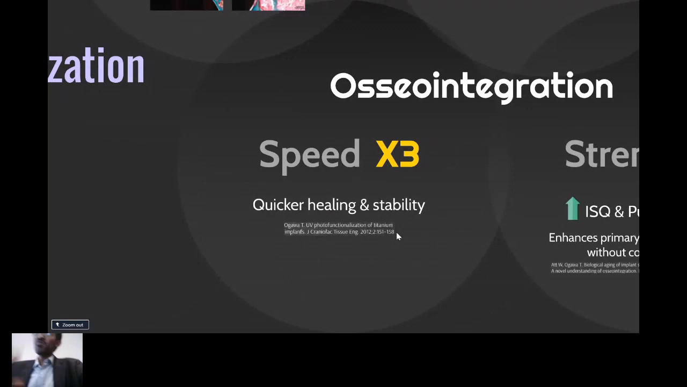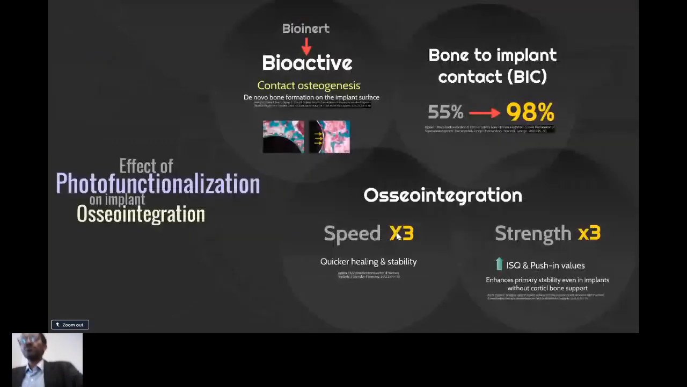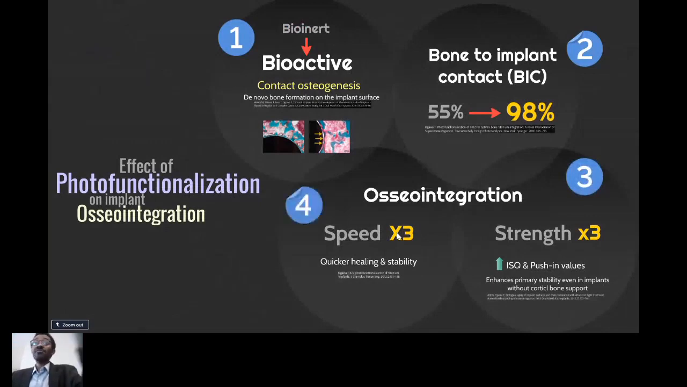But actually, the speed of osseointegration is multiplied by 3, as Ogawa and colleagues did a few studies about this, and they found that all this actually happened when you just apply this UV light to the implant surface for a few minutes before you put it. So you have a bioactive surface, you have more implant contact, you have more speed of osseointegration, and you have more strength.